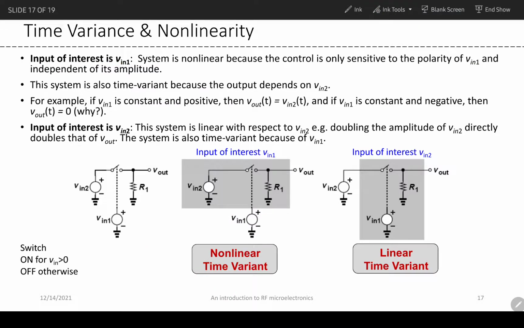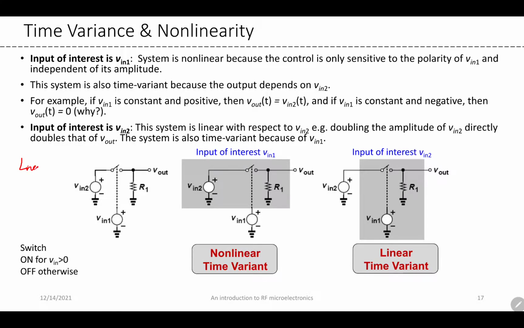Okay, so the first question is, is it linear? Now what does that mean? That means if I scale the input, so if I scale v in 1, say for example 8 times, v out should also be scaled 8 times, right? That's what it means for a system to be linear.